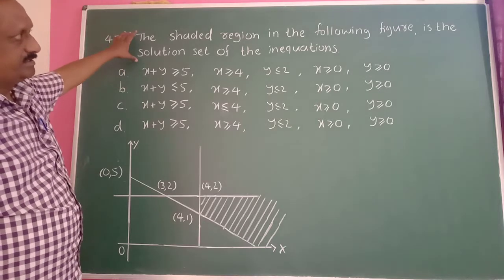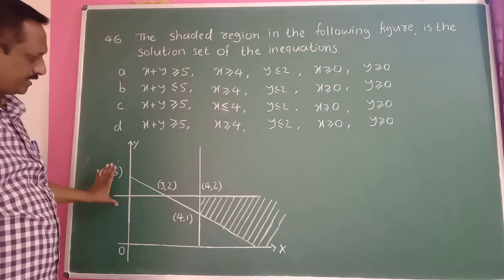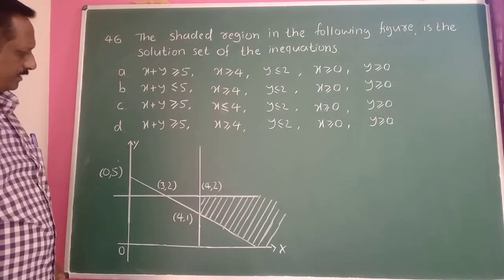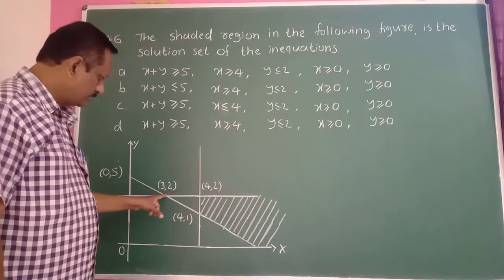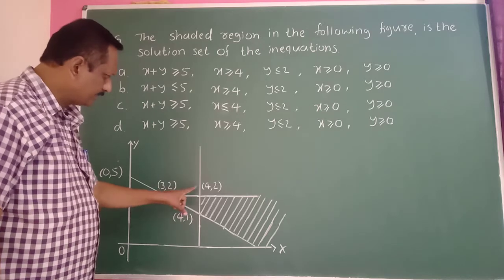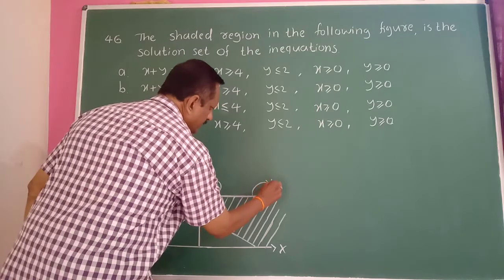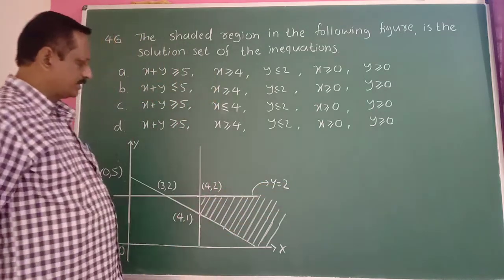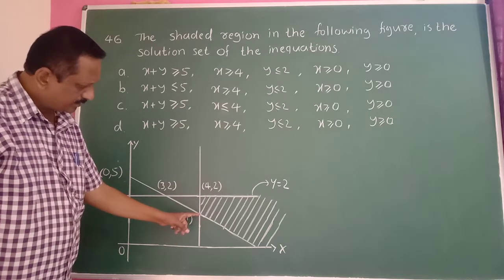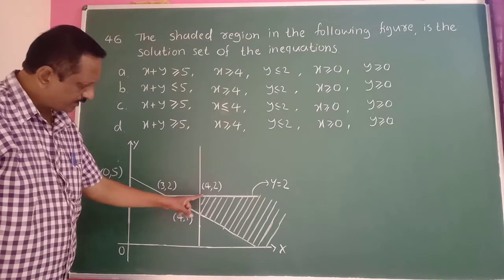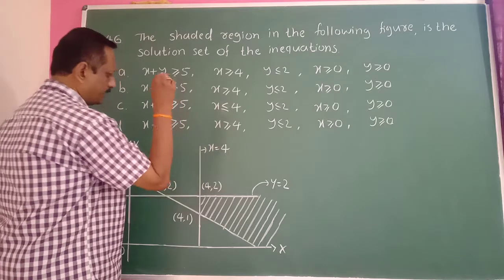Again, the shaded region in the following figure is the solution set of the inequations. This is the given diagram. The line passing through these 2 points has the same y coordinates, hence the equation of this line is y is equal to 2. The line passing through these 2 points has the same x coordinates, 4 and 4, so the equation of this line is x is equal to 4.